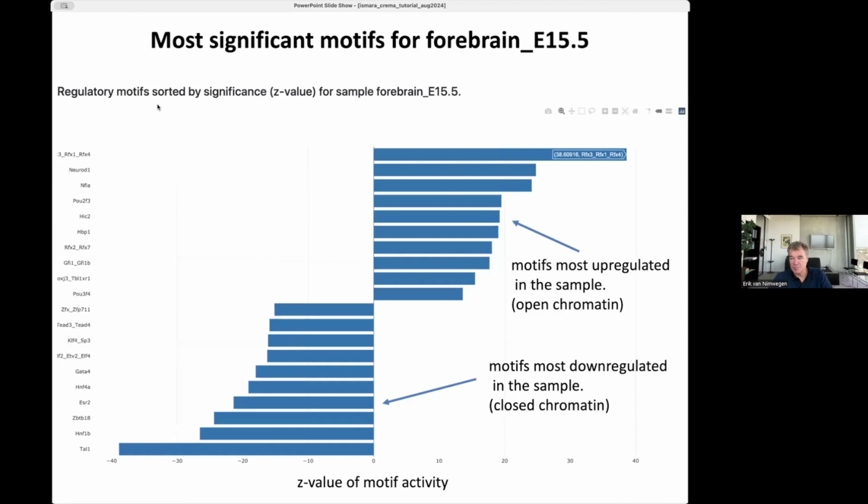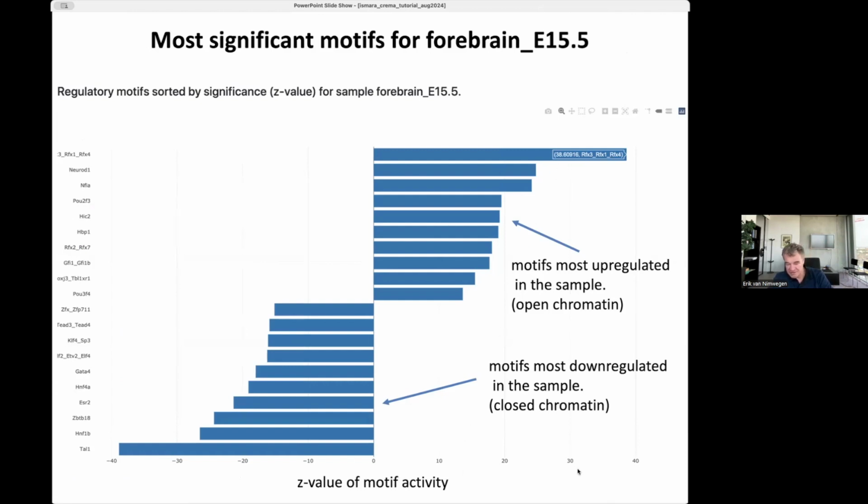Then for each sample, you also get a summary of what were the most significantly upregulated and the most significantly downregulated, right? So here's one sample. It's forebrain at embryonic day 15.5. That's what this means. And you see that in this, the most upregulated motifs were RFXE, NeuroD1, NFIA. They were all up.